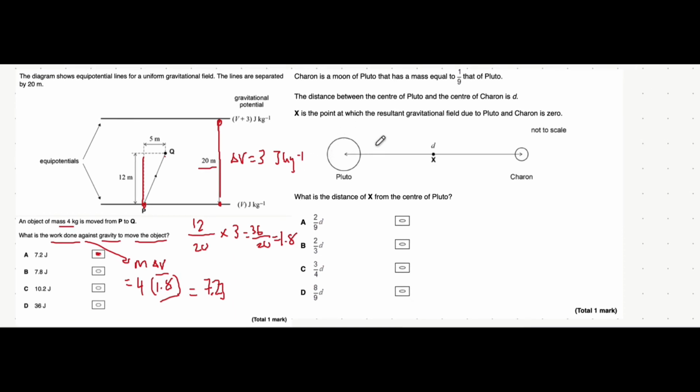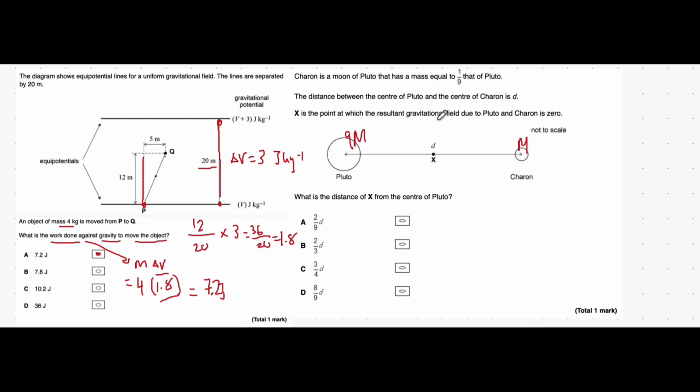Moving on to this other question, I think this is even more difficult. So it says Charon is a moon of Pluto and it has a mass a ninth of Pluto. So we can say that if Pluto has a mass of 9m, then the mass of Charon would be just capital M. It says X is at the point where the resultant gravitational field is 0.